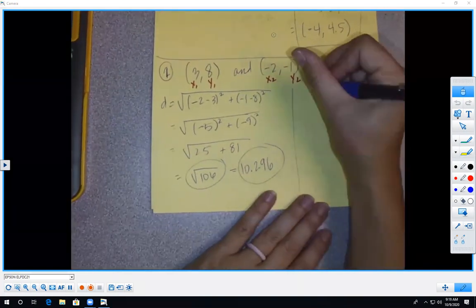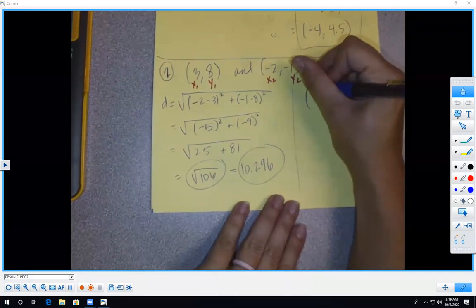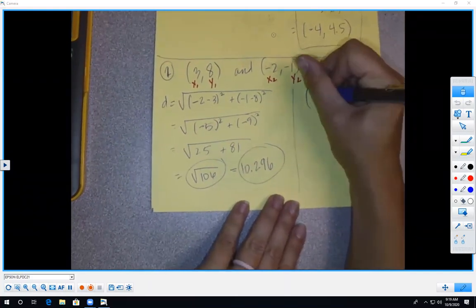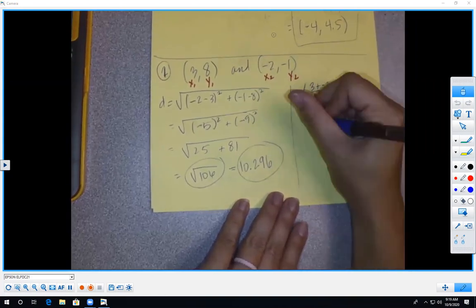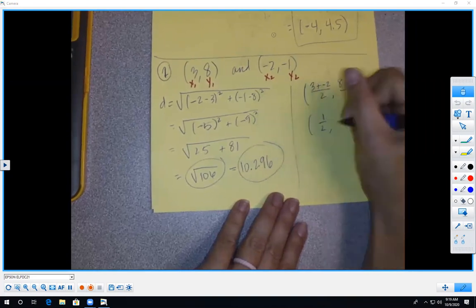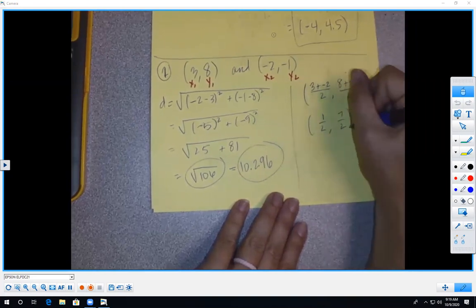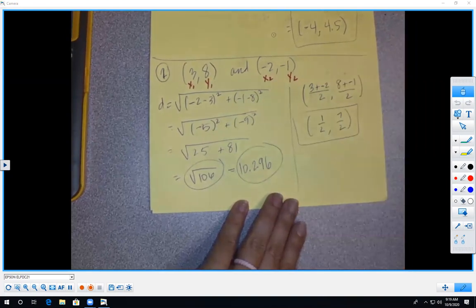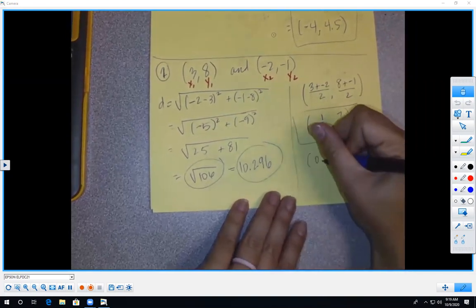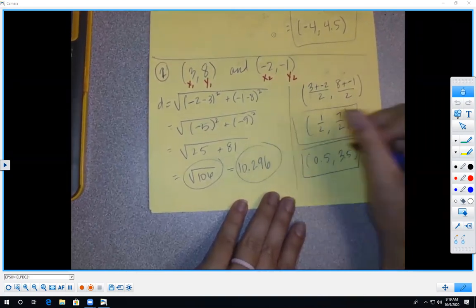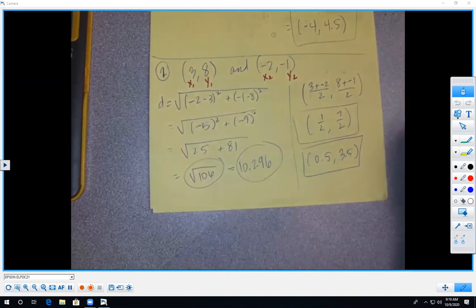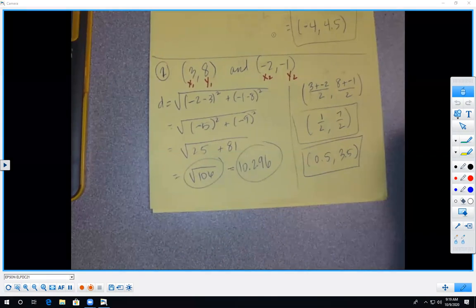For the midpoint, it is x1 plus x2 divided by 2, so 3 plus -2 divided by 2, and 8 plus -1 divided by 2, which would be 1 divided by 2 and 7 divided by 2. Again, that is a sufficient answer. Or you might want to do a decimal. If you did a decimal, it'd be 0.5 and 3.5. And that would be the answer. Questions about that? Okay, that is distance formula and midpoint formula.